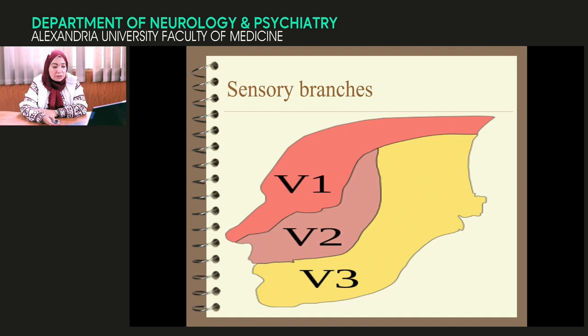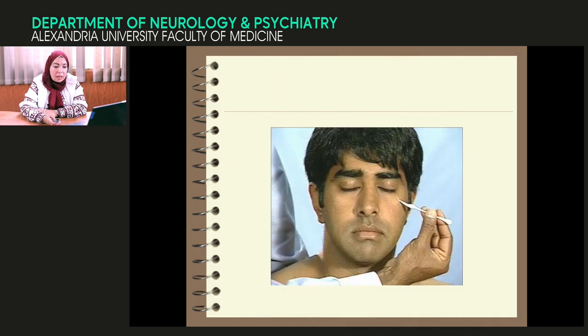These are the three branches. V1 is the ophthalmic branch, V2 is the maxillary one, and V3 is the mandibular one. These are the sensory branches. This is a picture of how to examine, as we said, pain, touch, and temperature. Pain by pain prick, touch by a piece of cotton, and temperature by a test tube with cold or hot water.